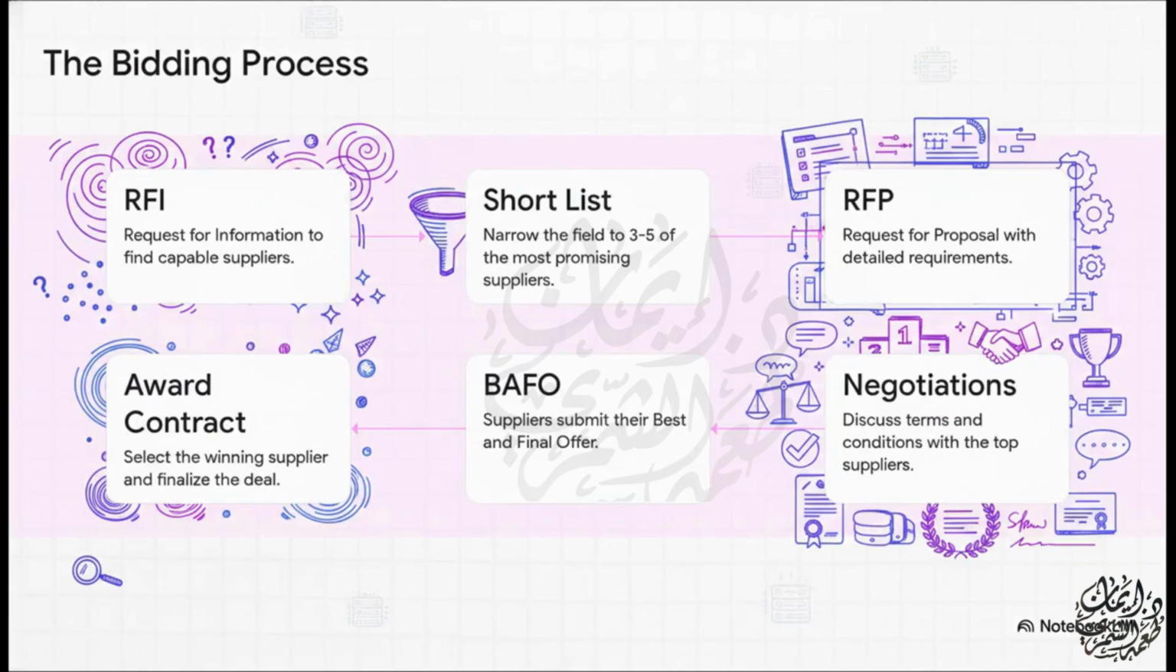And this bidding process is a whole multi-step dance. It starts off broad, with a request for information, just to see who's out there. Then you narrow it down to a short list. Things get serious with a request for proposal. After that comes negotiations, a final best and final offer, and then, finally, a winner gets the contract.